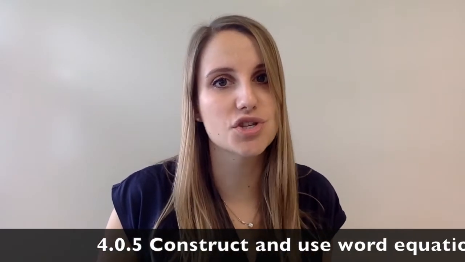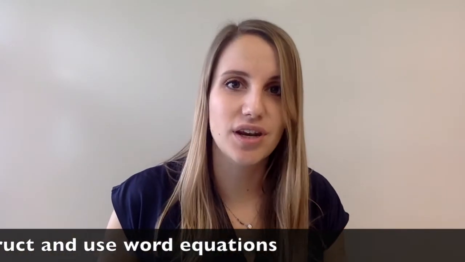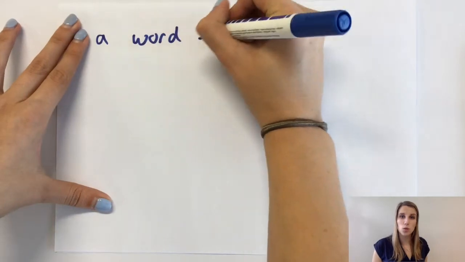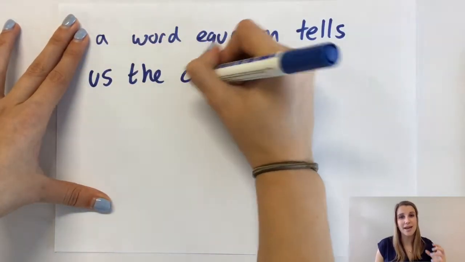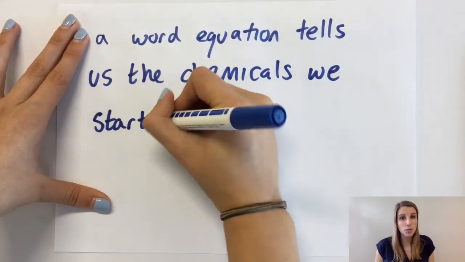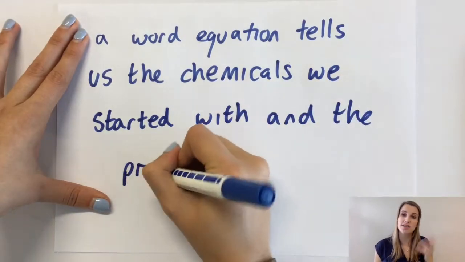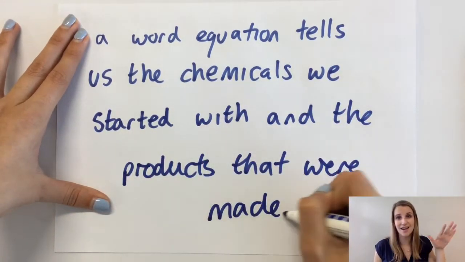Right, let's get started. This video is all about how to construct a word equation if you're given information about a reaction, so what you've got at the beginning and what you've got at the end. Let's start as we always do by defining what we mean by a word equation. A word equation is just there to tell me what I started with and what I ended with. That is all. Let's check out an example.